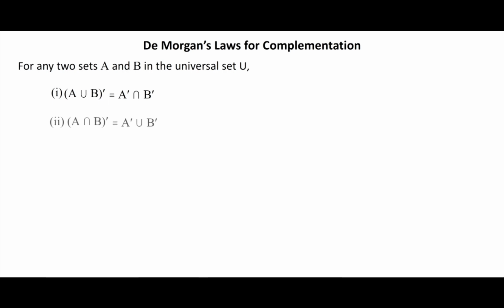De Morgan's law for complementation. For any two sets A and B in the universal set U, (A union B) complement is equal to A complement intersection B complement. (A intersection B) complement is equal to A complement union B complement. Here is the proof for the first law for complementation. For any two sets A and B in the universal set U, (A union B) complement is equal to A complement intersection B complement. Click on the proof button to view the proof.